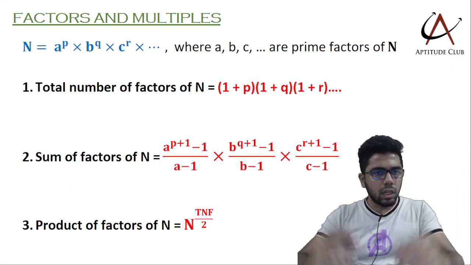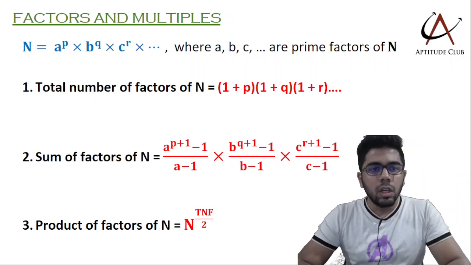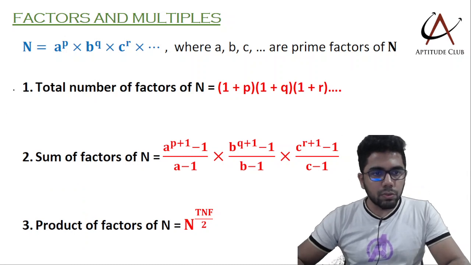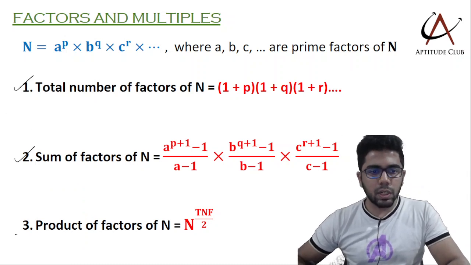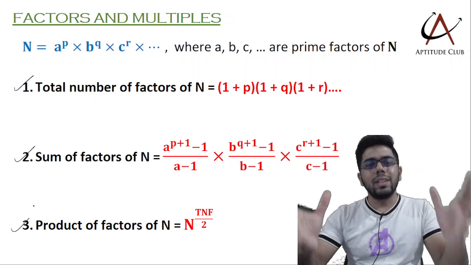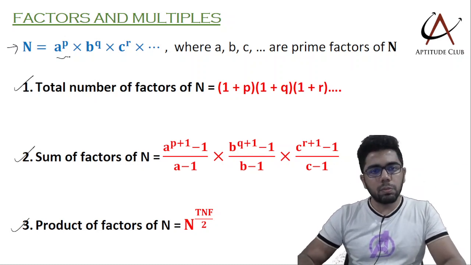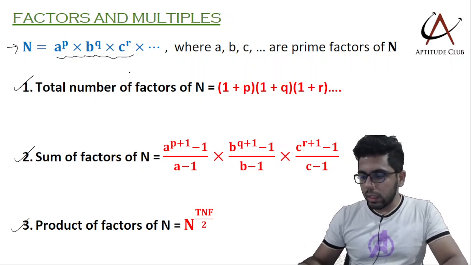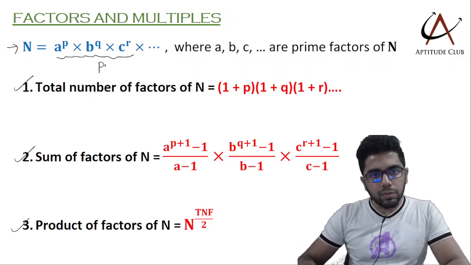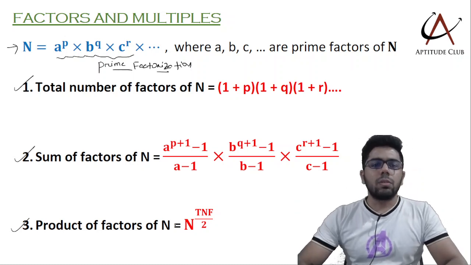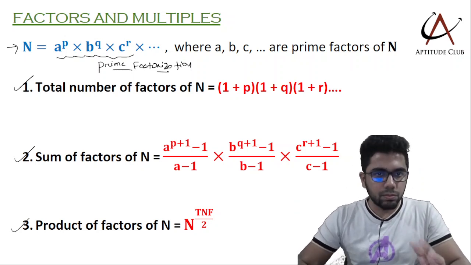So this is the summary of the previous session. As I said, we derived these three formulas: total number of factors of a number, sum of factors of a number, and product of factors of a number. Pretty direct. Given any number, the first step was to prime factorize the number. This is called prime factorization. Once you have the prime factorization of the number, then you can calculate these things easily. Just put the values.